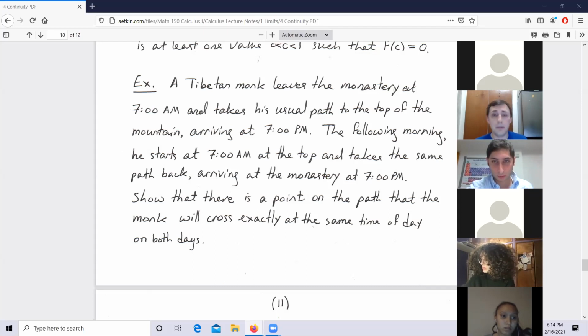So, for example, imagine you go to the store, right? If you walk at a constant rate, it takes you 1 minute to get to that store. It's right at the corner of your block.